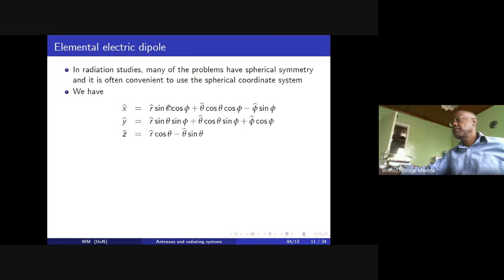Remember that theta is called the elevation angle, and it is measured positive from the positive z axis towards the xy plane. And r is measured from the origin along the radius of a sphere, while phi is measured from the positive x direction in the xy plane towards the y direction, and it is called the azimuthal angle around that sphere. So y cap will be given as well by a similar expression, and z cap is going to be given by r cap cosine theta minus theta cap sine theta.